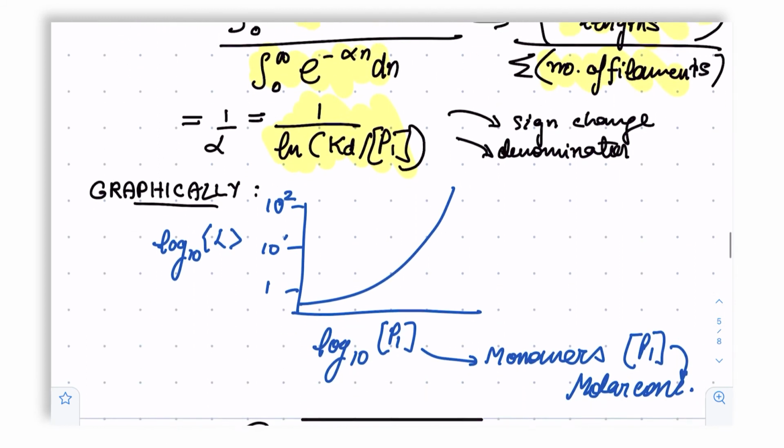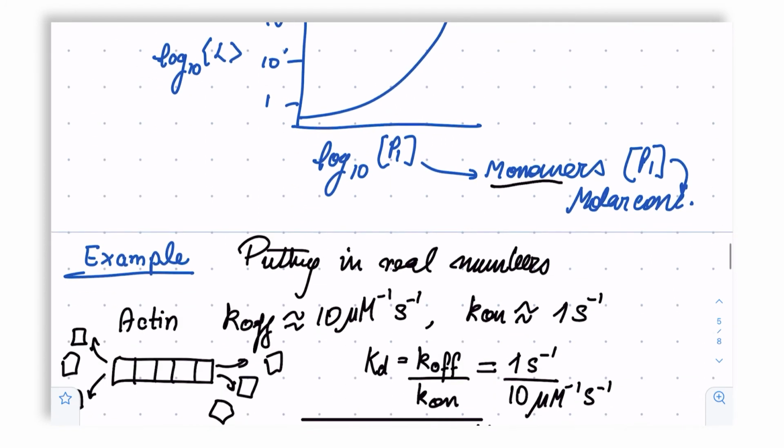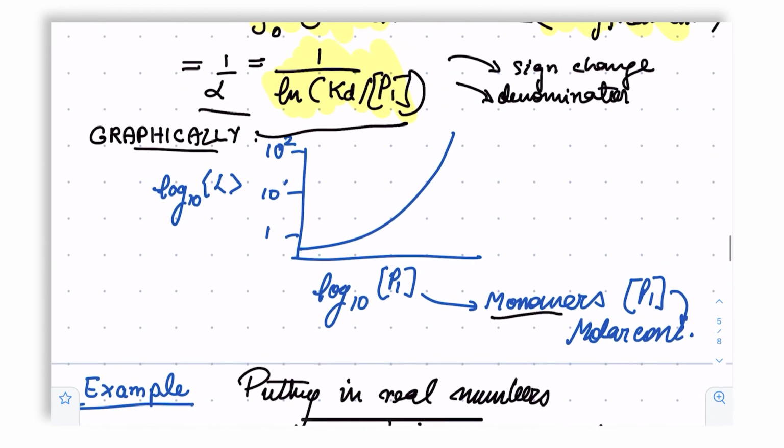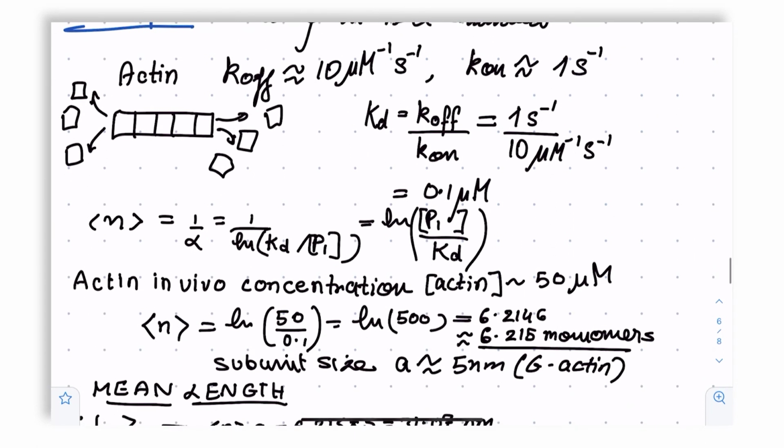And graphically, this looks like this. That is to say, as the monomer concentration increases, the mean length increases. This is not very surprising. But how exactly it increases is given by our nice little expression here, which is 1 by alpha. So can we put in some real numbers and try to make sense of this? Well, sure. So let's put in some real numbers.